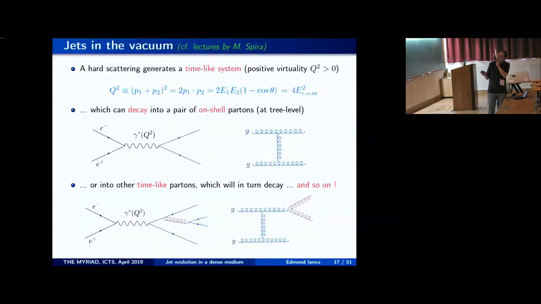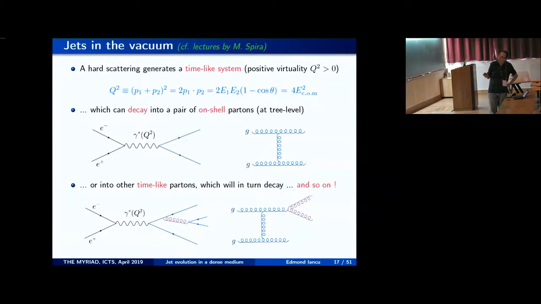We already learned about jets in the vacuum from the lecture by Michael. I want to emphasize some aspects which are important for us, and I'm not sure he has put the accent on them. So, jets are typically generated by a hard event. Here I have taken two examples of hard scattering events, e+ e- annihilation, or gluon-gluon scattering. Both of these scattering events have the property that they give rise to a time-like system. So the virtuality of the system produced at intermediate steps, here the virtual photon, and here the final two-gluon state, is positive. It's easy to check that from the kinematics.